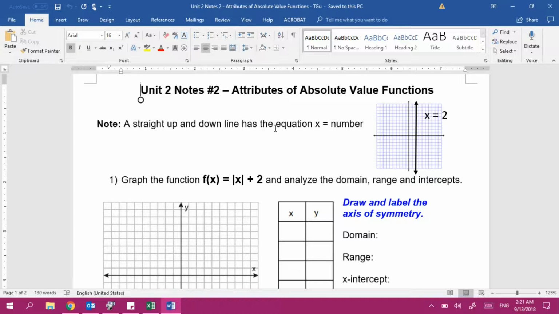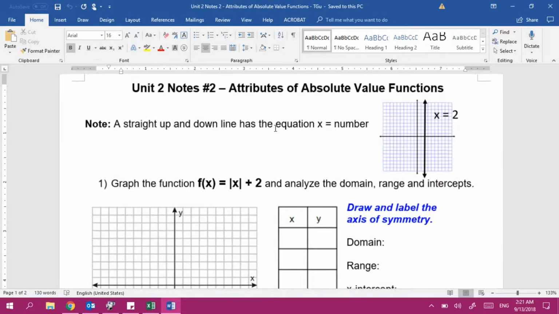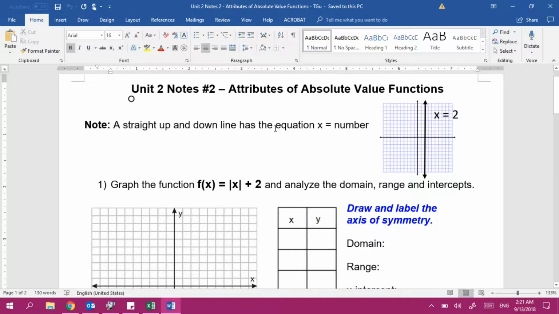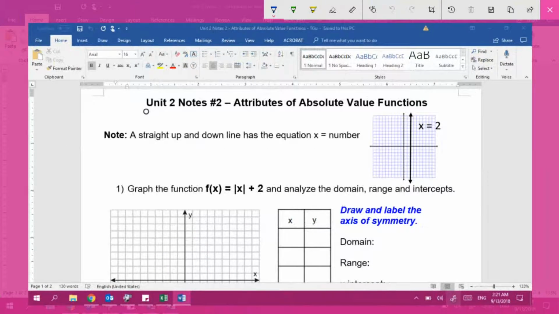Unit 2 notes number 2 is going to be about the attributes of absolute value functions. So really we're just going to be doing a bunch of examples of absolute value functions and seeing what kind of attributes we have for different types of absolute value functions. So first off though, we've got a little note here. This is very important that you understand.